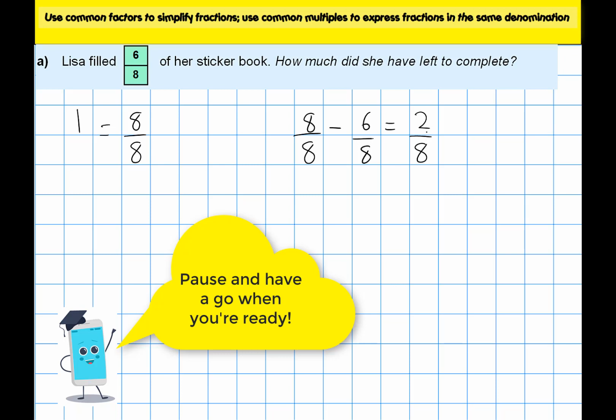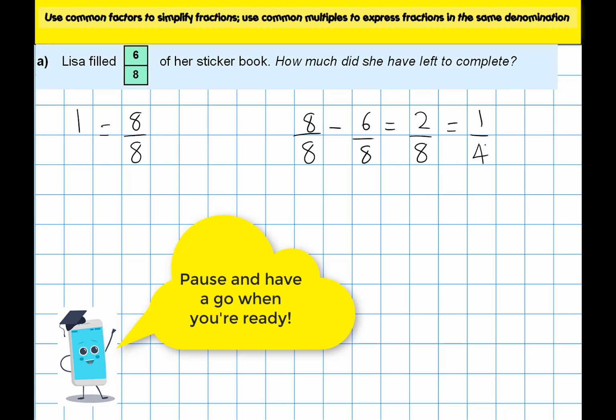Well, she's got 2/8 of the sticker book left to complete, but I need to leave my answer in its simplest form. So I need to find a common factor to divide both 2 and 8 by. Now, the first thing I'm going to do is notice that actually 2 and 8 are both even numbers, so I can just halve them. Half of 2 is 1, half of 8 is 4. I cannot simplify that anymore. The simplified answer is 1/4.